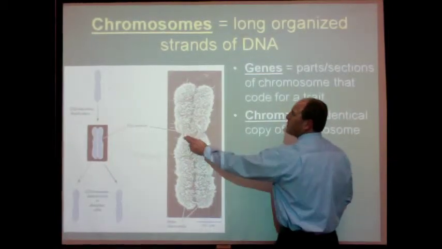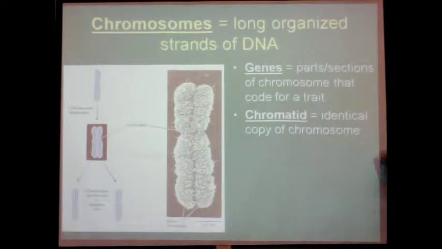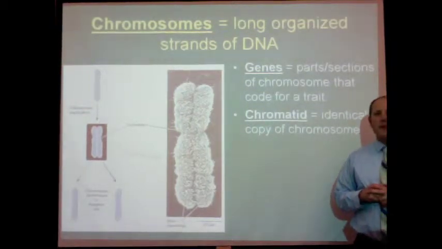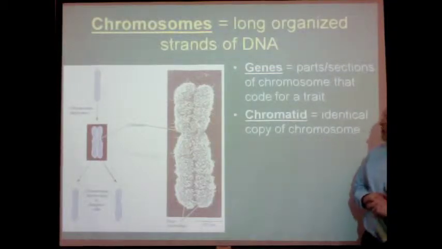To kind of differentiate between just what a chromosome is by itself and what we can actually see, we see that we have these chromatids. So on that left side, write down a chromatid, and on the right, it's an identical copy of a chromosome. Identical copy of a chromosome.